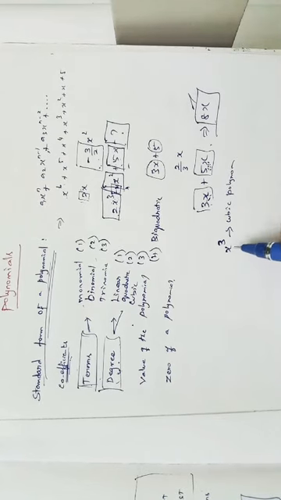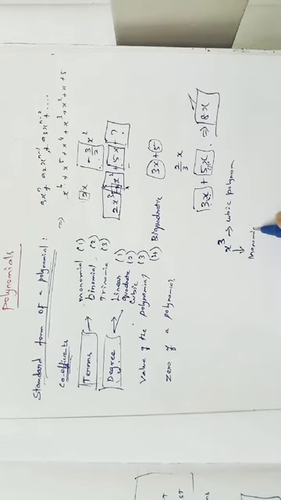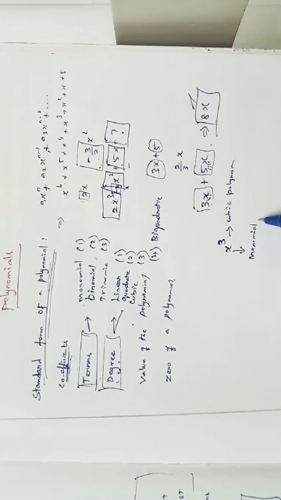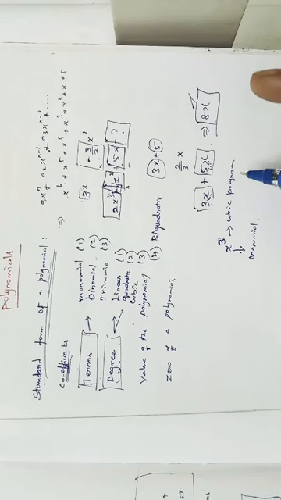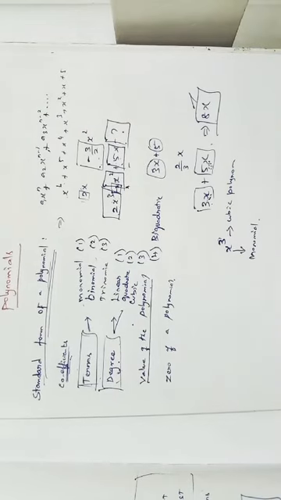Based on the terms, what is the name of this polynomial? See, only one term. Based on the term, this is only one term, so that is a monomial. So based on the term, its name is monomial. Based on the degree, it's a cubic polynomial. Understood?